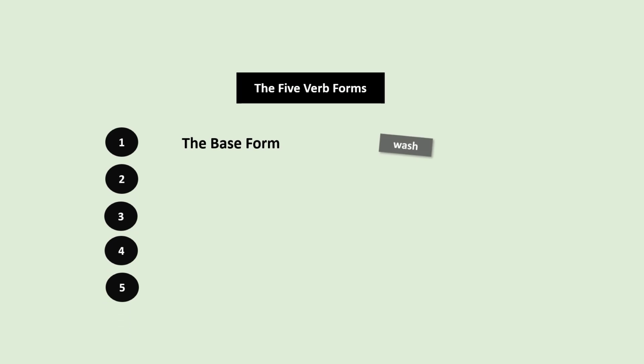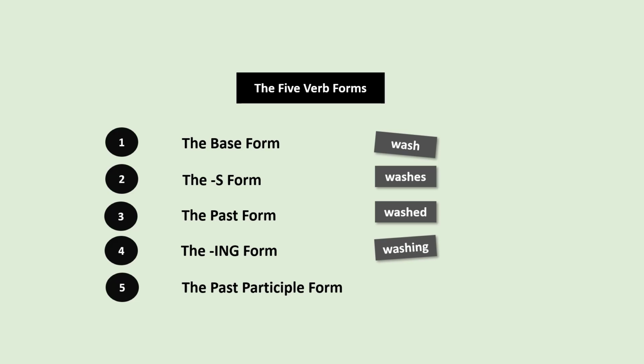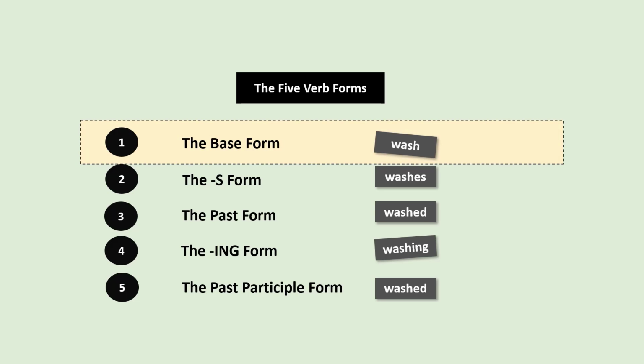So there's the base form, which is wash. The S form, washes. The past form, washed. The ing form, washing. The past participle form, washed. And with these forms, you can create all 12 of the tenses that we've just seen.